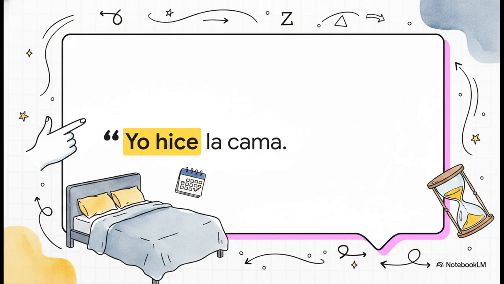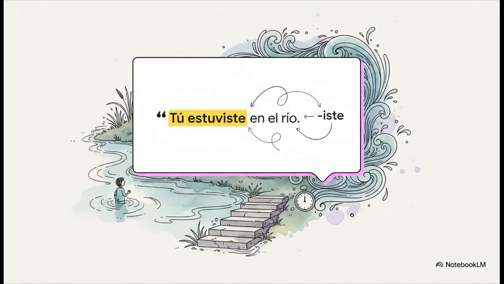Done and dusted. Shifting gears a bit, let's focus on the second-person pronoun. Tú estuviste en el río. Look closely at the verb here and make sure you clearly pronounce that iste sound, estuviste. That ending right there is your universal signal for the tú form when you're dealing with these irregular preterites. You were in the river.